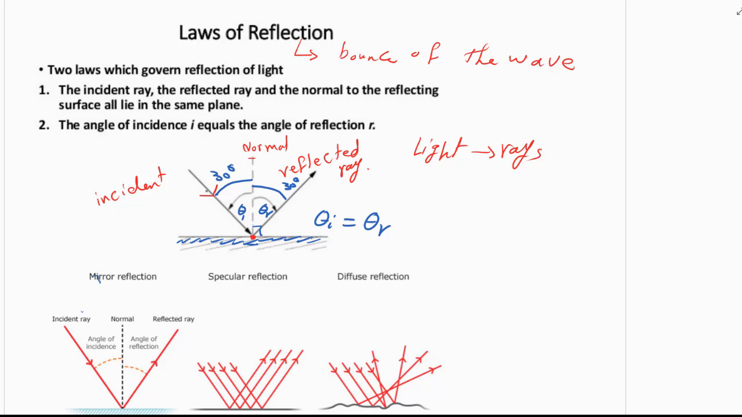Also guys, the incident ray, the reflected ray, and the normal to the reflecting surface all lie in the same plane.